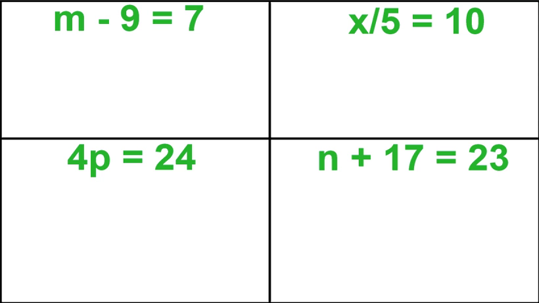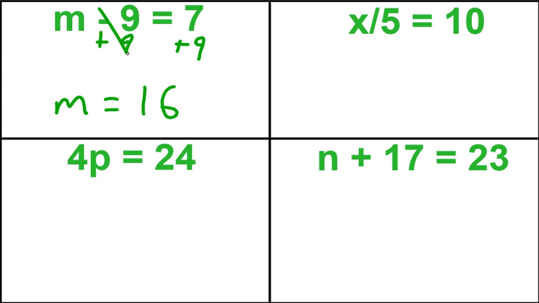Let's start with M. Who has M? Lana? M equals 16 is correct. So the way we get that, it has minus 9. We do plus 9. And remember, you do it to both sides. So it cancels on the left. 7 plus 9 gives us 16.